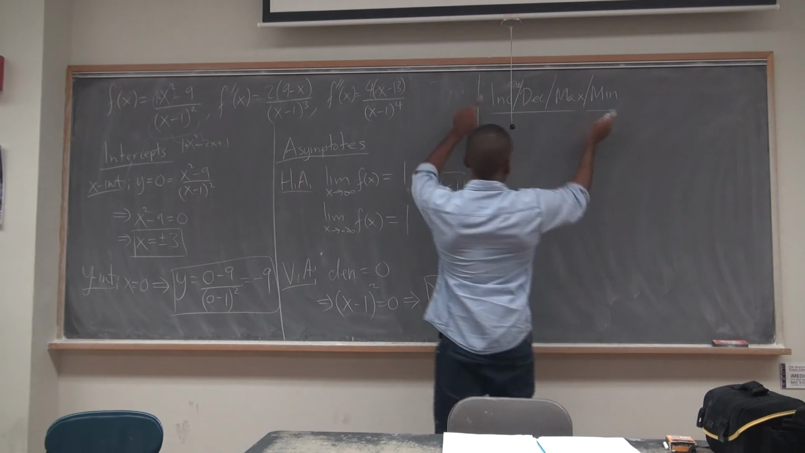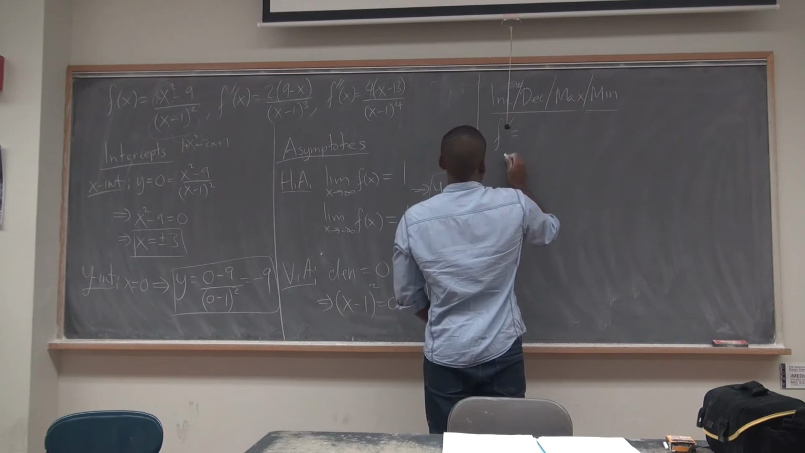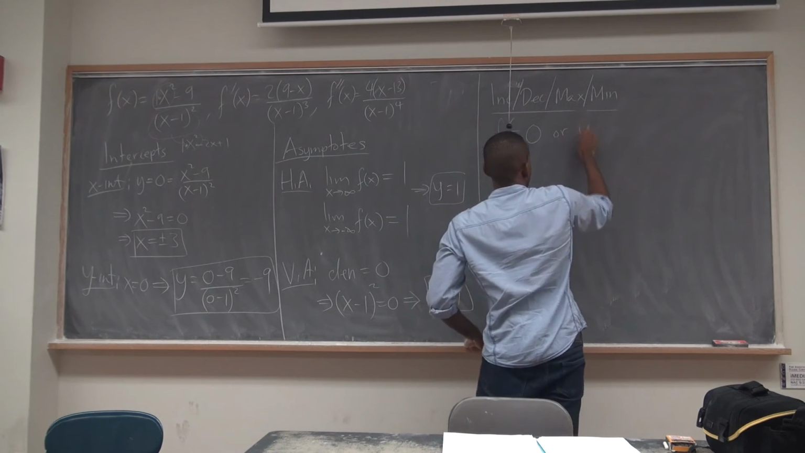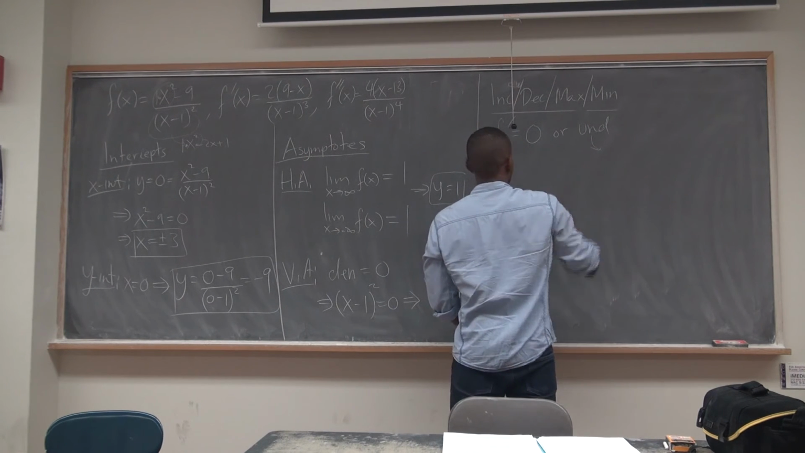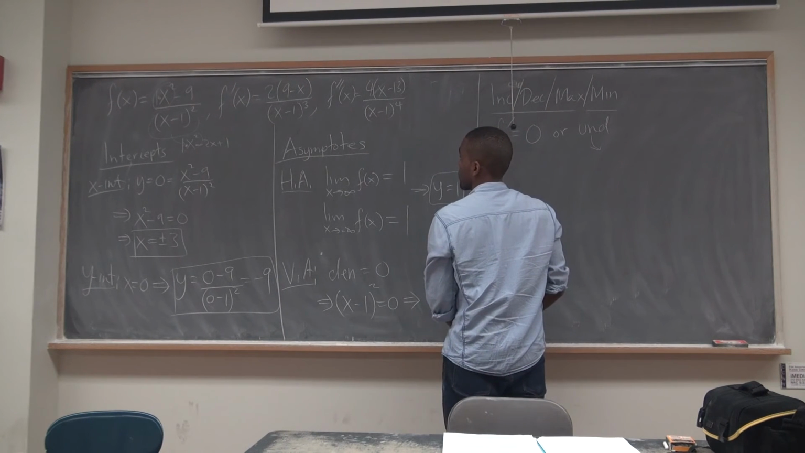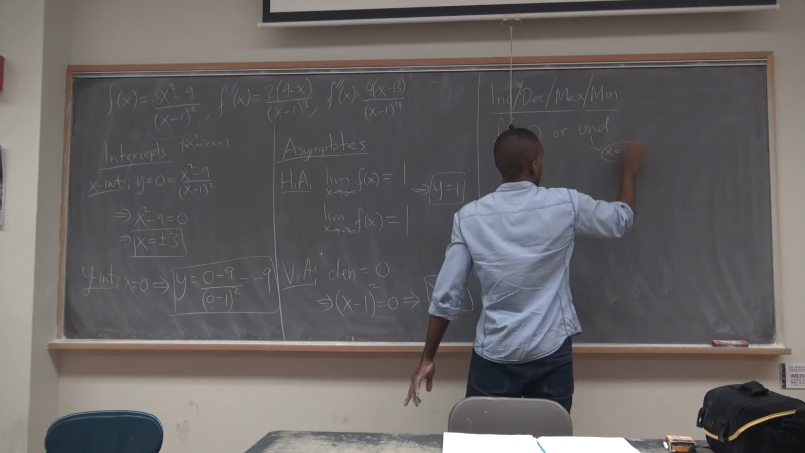So increasing, decreasing, max and min means we're using the first derivative. So I'm going to set the first derivative equal to 0 or undefined. Right? So the first derivative is undefined where? When x equals 1. Right, it's divided by x minus 1. So x equals 1 is a critical point.